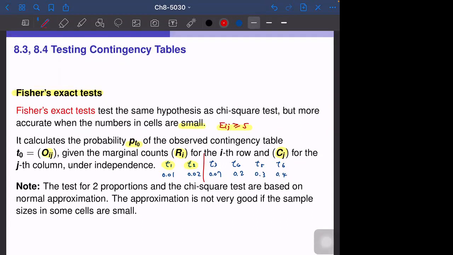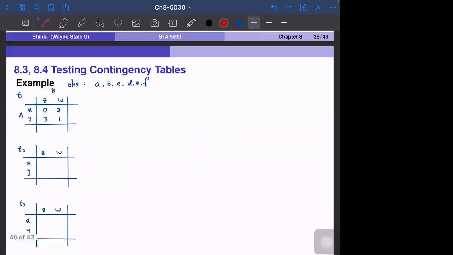But to explain Fisher's exact test concretely, we will have a small example. We want to test whether factor A and factor B are independent or not. We have only 6 observations, A, B, C, D, E, F, and we have these numbers of observations. Anyway, we only have 6 observations, so it's hard to say. But if we compare the ratio, this is 0 to 3 and 2 to 1, so possibly A and B are dependent. So we want to test.